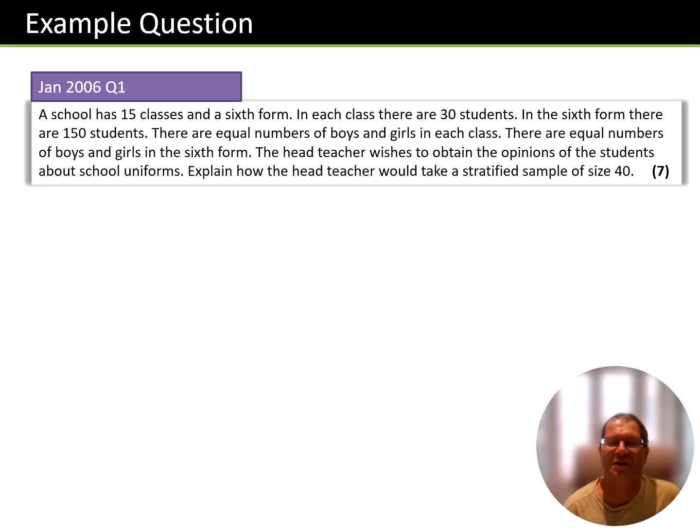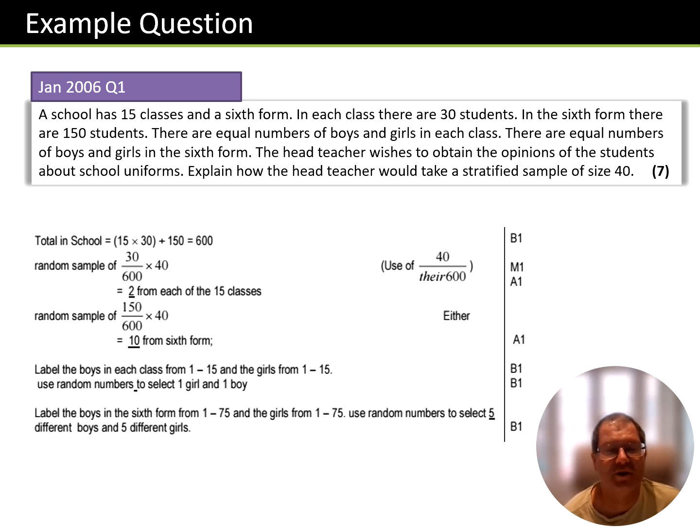For the 15 classes, that's 450 students, of which 1/15 would be 30. So in this case, divide that by 2 to get boys and girls, we would want 15 boys and 15 girls. But that's not the end of it, because then you need to know how to sample it. Once you've done your calculating of how many people are in each stratum, you then need to use simple random sampling, so maybe a random number generator, or put the names in a hat, or whatever it might be. Okay, and they will expect you to write that sampling method at the end to ensure you get the 7 marks. Let's see what the answer says.